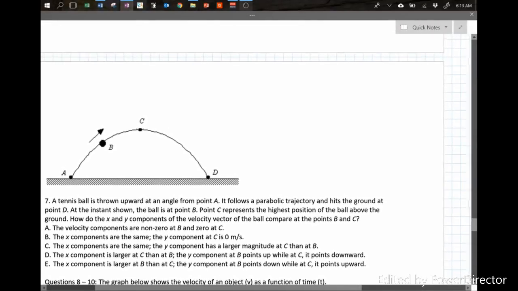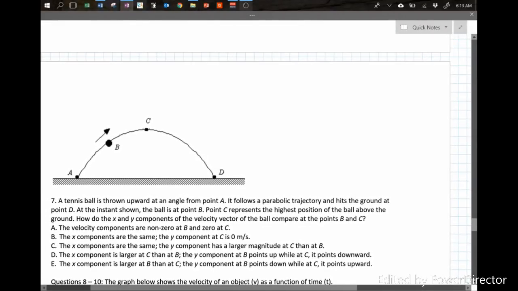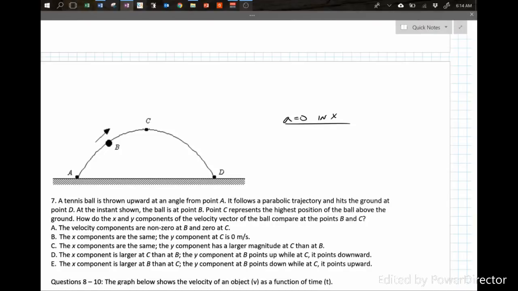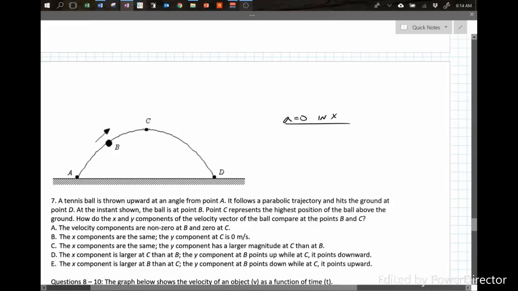So number 7, we have a tennis ball thrown upward at an angle from point A. It follows this trajectory, and I want to know how the x components and the y components compare at points B and C. Again, the acceleration is 0 in the x direction, so we have constant velocity. So at points B and C, the x velocity should be the same. That's answer choices B and C. It's definitely not going to be D, definitely not going to be E.